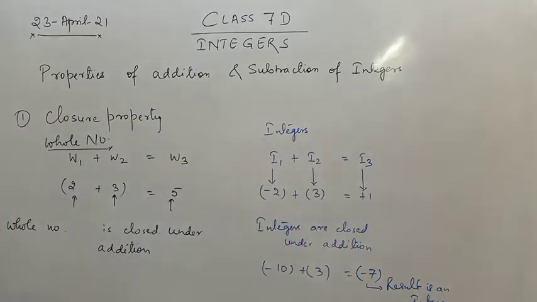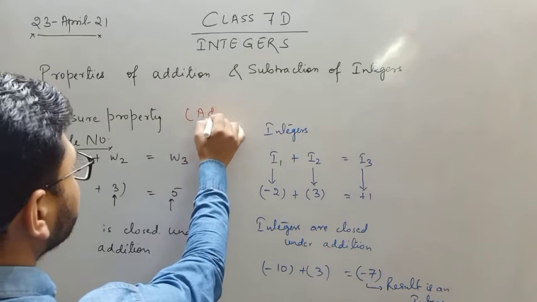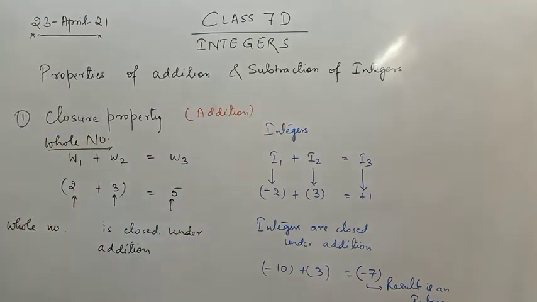Please note it down fast. Then we will check closure property for subtraction. This is for addition. Now we will check for subtraction.